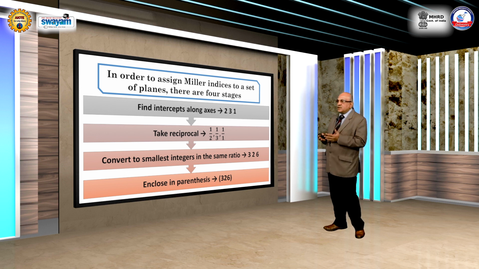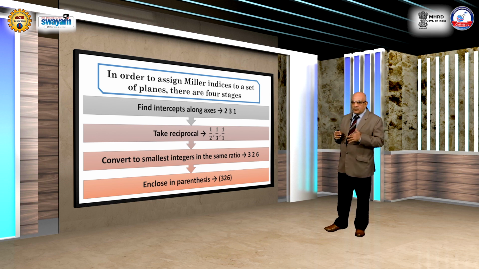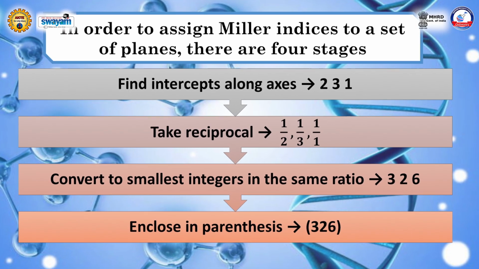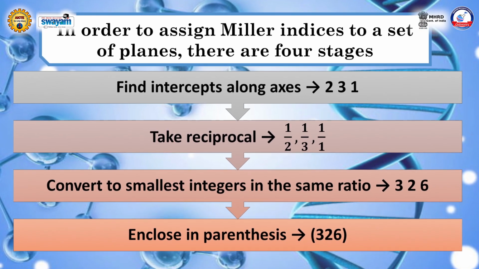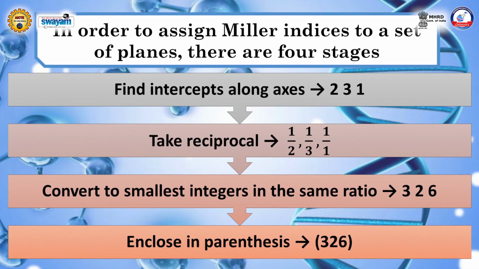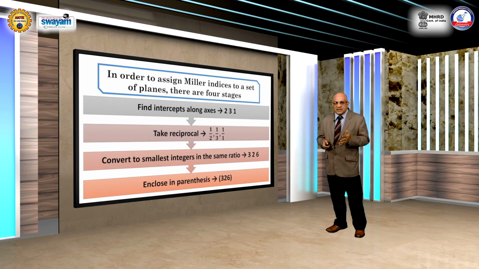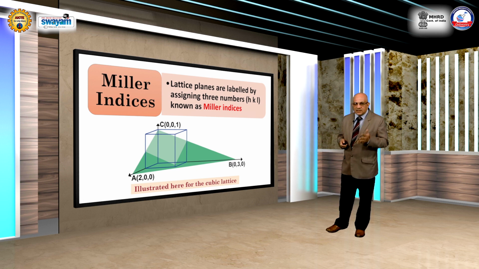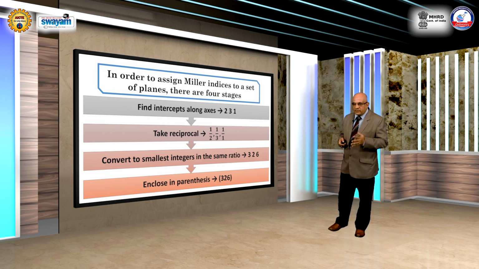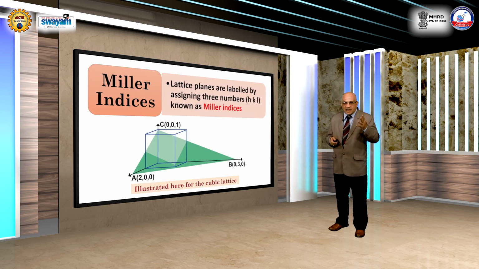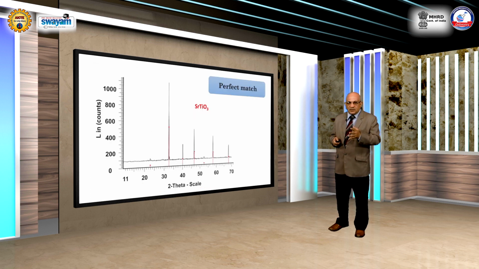And if you take the reciprocals, you will get 1/2, 1/3 and 1/1, right, and then you convert them into the smallest integers possible, and so you will ultimately get the numbers 3 2 6. Hence, this 326 is actually the Miller index of this particular plane shaded in green. And when X-rays interact with this 326 reflection plane, they will give rise to a peak which will be a function of some theta, and that particular peak you have to identify somewhere in this pattern, and then you can say that is 326 for that material.